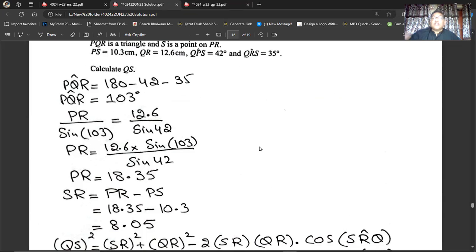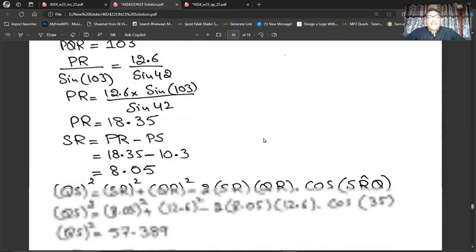Then I will apply on that big triangle the law of sine, the sine rule. PR divided by sine 103 will be equal to 12.6 divided by sine 42. So the PR will be equal to 12.6 multiplied by sine 103 and divided by sine 42. When you enter these values in your calculator, you will get 18.35. So the length of the PR is 18.35. From the PR, if you subtract the PS, you will get the SR. So the SR is equal to PR minus PS. The PR is 18.35 minus the PS, that is 10.3. You will get 8.05. So now you know that this value is 8.05.